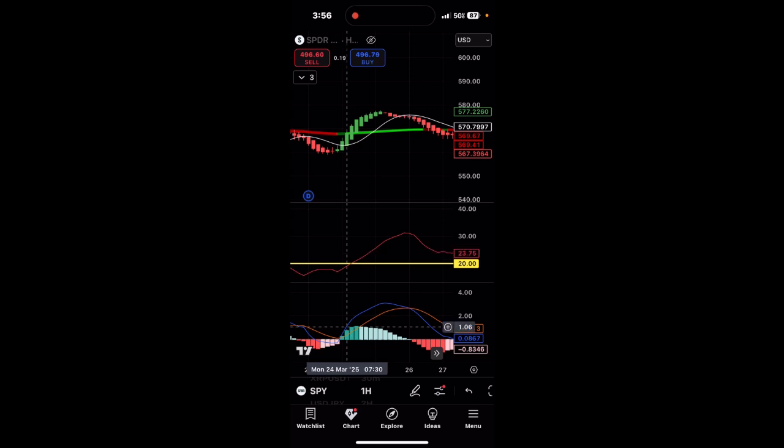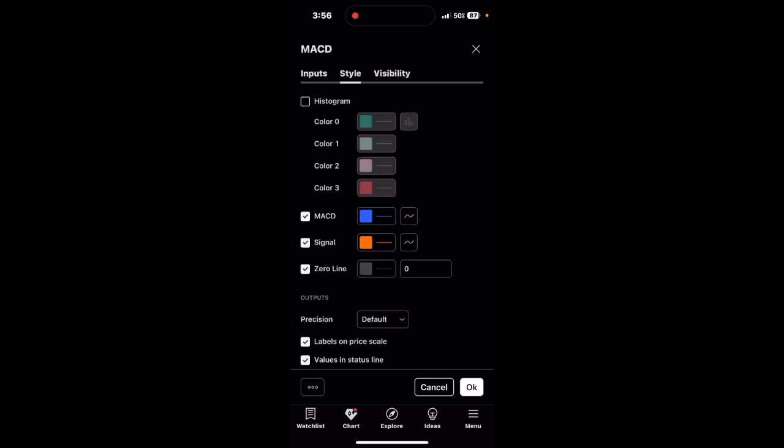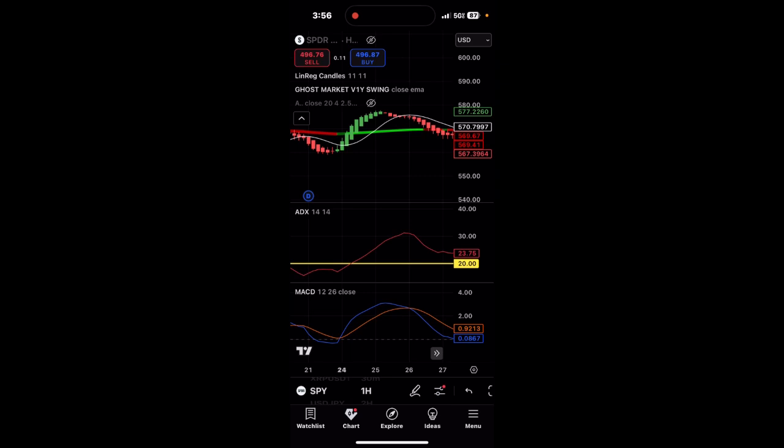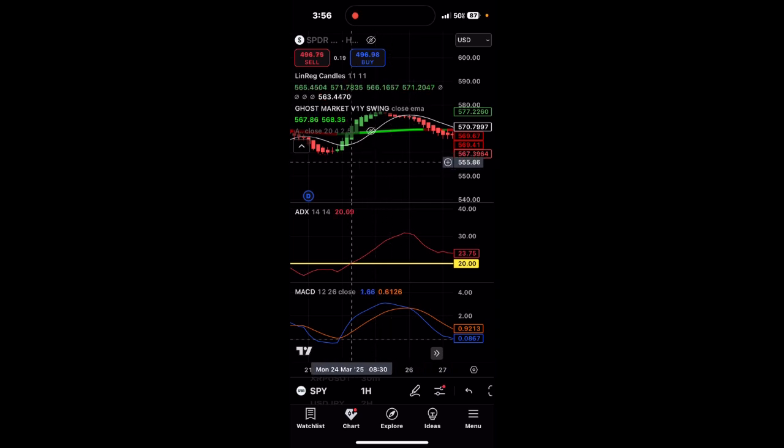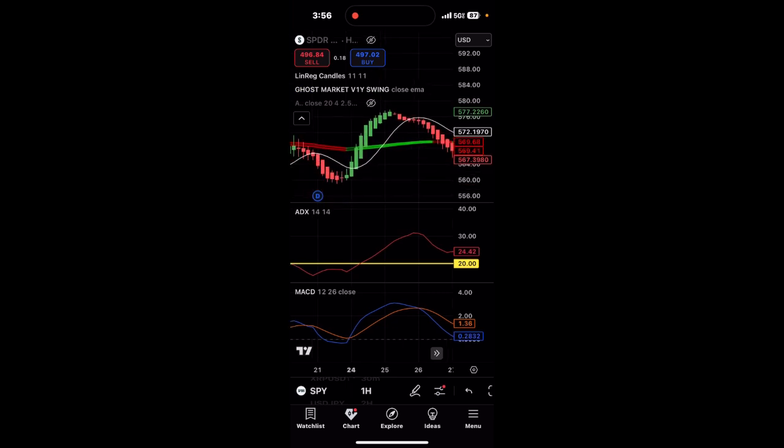To make it easier, I'm just going to get rid of the histogram, because we don't really need to look at it. We just need to have these matching here. So we see the ADX crossing, and you see your MACD, basically your stochastic crossing. So you know to enter the trade right here, and this tells you exactly when to get in and when to get out.